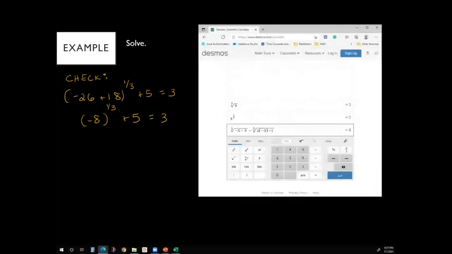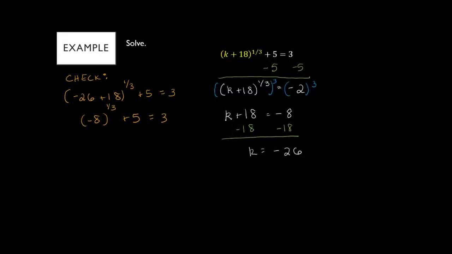If we bring up, like here we have 8 to the 1/3. If you're going to do -8, you do have to have parentheses around it before the exponent to properly do that in your calculator, because otherwise it will give you potentially the wrong answer. So -8 to the 1/3 power is equal to -2. So we have -2 plus 5 equals 3. And then -2 plus 5 does actually equal 3.